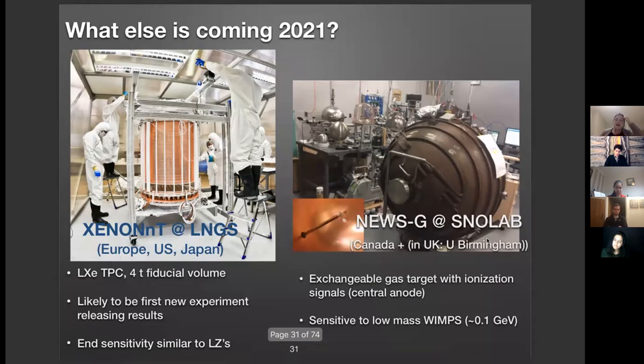Another experiment that has UK membership through the University of Birmingham is the NEWS-G experiment that's running in a mine in Canada, where it actually uses a gas target and sees the ionization signals, as it's got one single central anode.